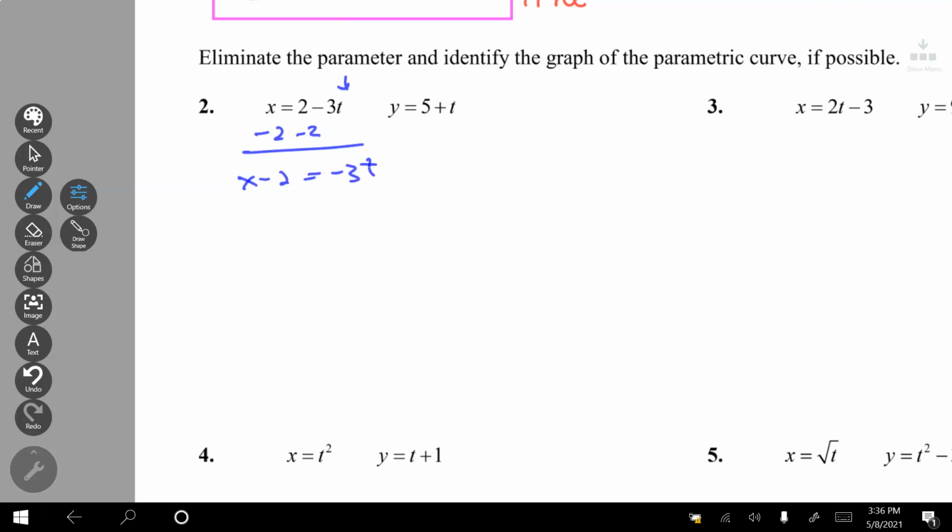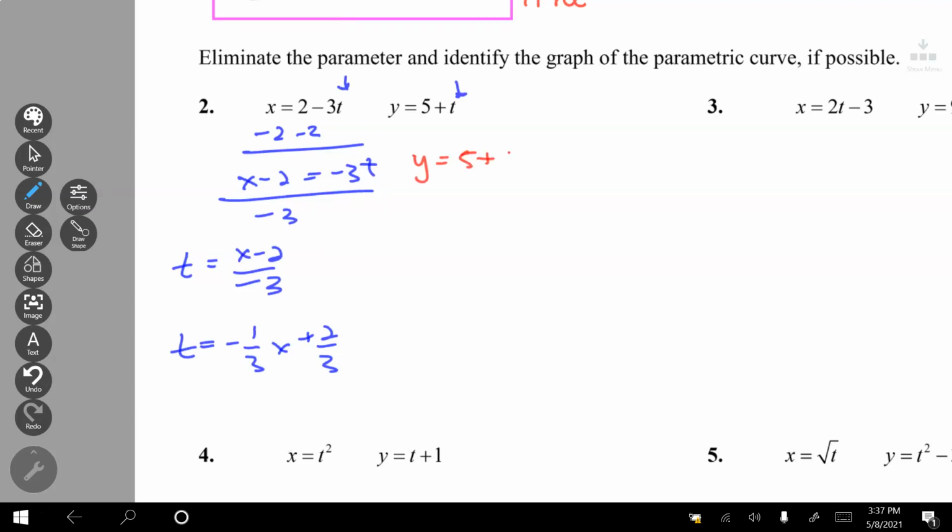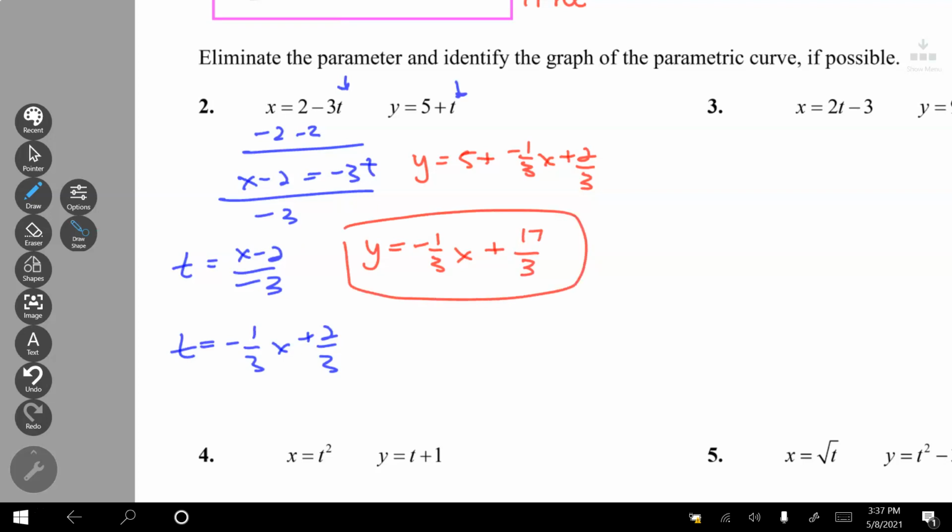Solve for t. x minus 2 is equal to negative 3t. Divide by negative 3. I get t equals x minus 2 over negative 3, or better yet, negative 1/3 x plus 2/3. And I can put that in for this t right here. And I get y equals 5 plus negative 1/3 x plus 2/3, or y is negative 1/3 x plus, 5 plus 2/3 is 5 2/3, or 17/3. And I'm pretty sure if I graph that, that is a line.